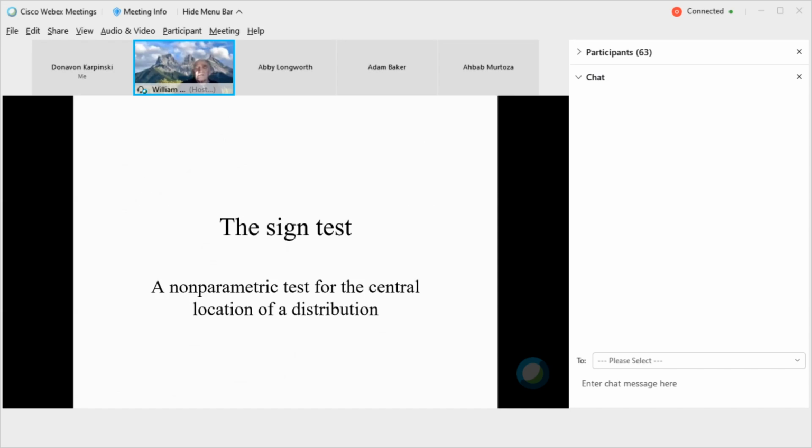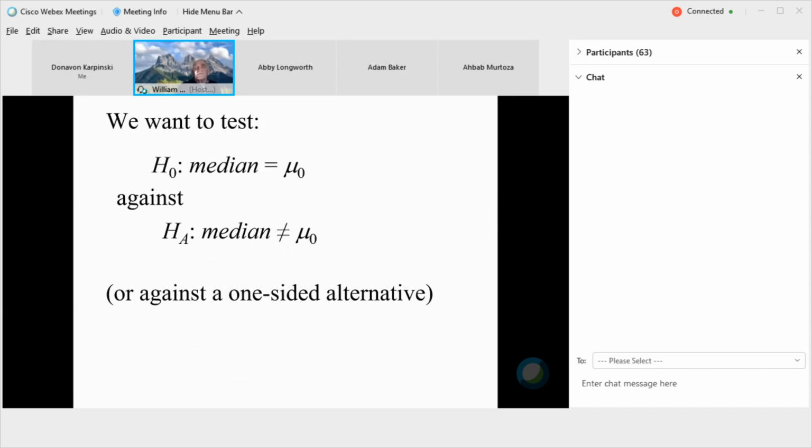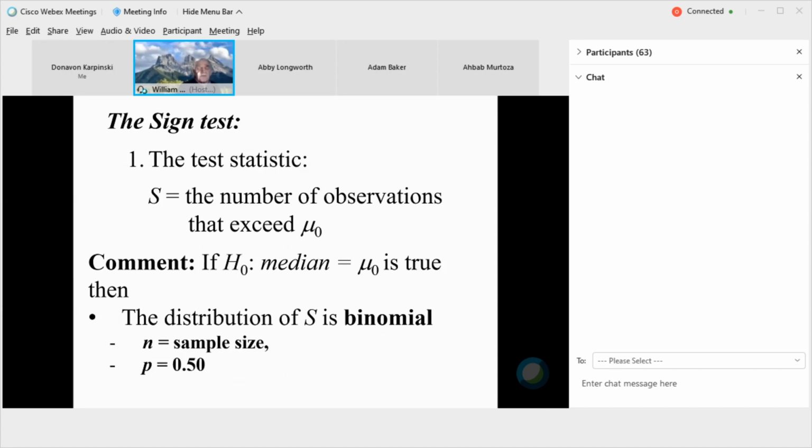The sign test simply counts the number of observations. When I want to test if the median is equal to mu naught against either a two-sided alternative or a one-sided alternative, the test statistic I use is the number of observations that exceed mu naught. So I just count the number of observations that are above mu naught and use that to say whether the median is equal to the value of mu naught.